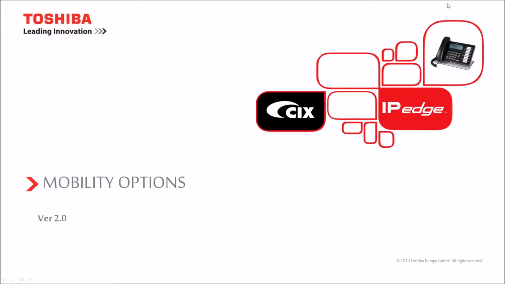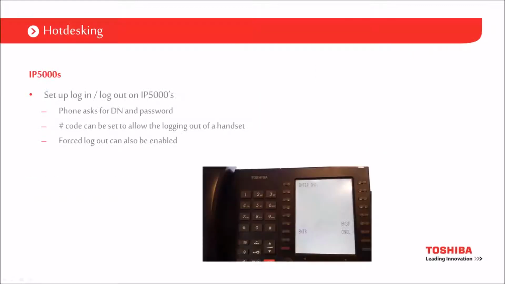So I'm going to cover mobility options and the various ways that we can support mobility on either CIX or IP Edge. And we start off with, very simplistically, one that's often forgotten, which is hot desking, and the fact that with all IP 5000s, you have the ability to set the phone in hot desking mode. In which case, whenever the phone boots up, it will ask for a DN and then a password on that DN, and you can see that in the example of the handset in front of you there.